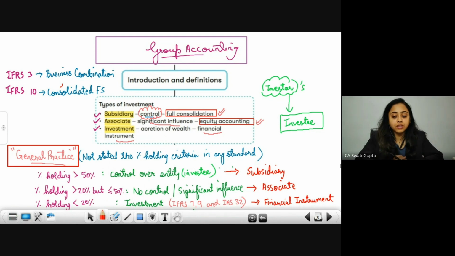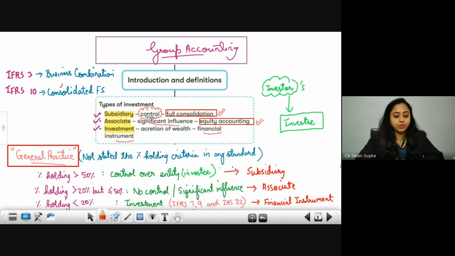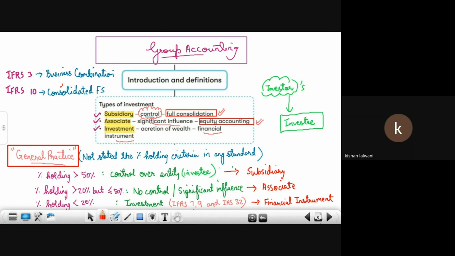Hari Shankar, any doubt till here? Clear? Good. Also, have you noted? Kishan noted? Any doubt, Kishan? Okay, no doubt. Good.